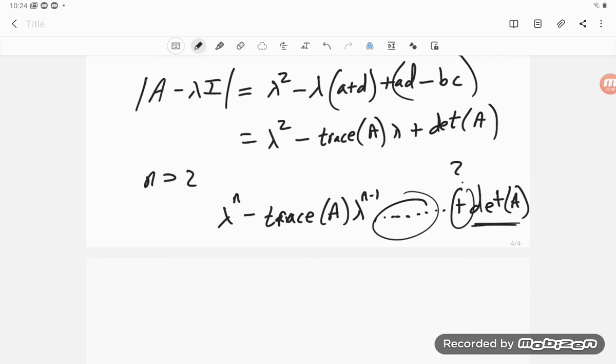All right, so that is definitions of eigenvalues, eigenvectors, characteristic polynomial, characteristic equation.